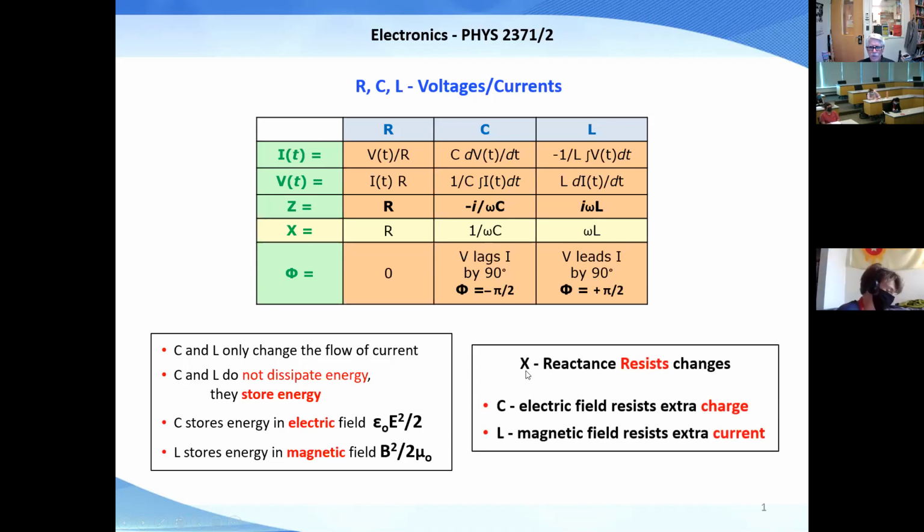And then we talk about reactance. We talk about impedance and reactance. Well, reactance, how do things react? Well, things can resist changes and not be a resistor. In a capacitor, there's an electric field built up that resists extra charge. And in an inductor, there's a magnetic field which resists changes in current. So these things act like resistors, but they don't dissipate any energy.